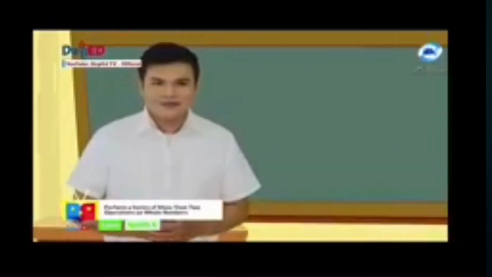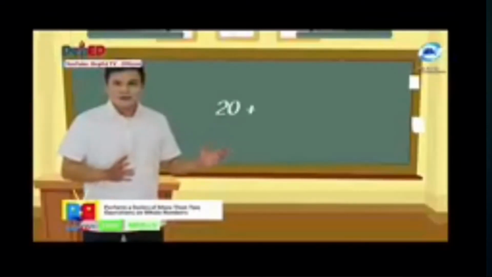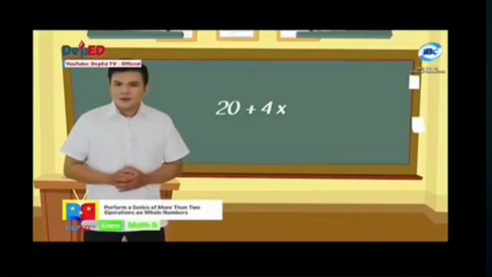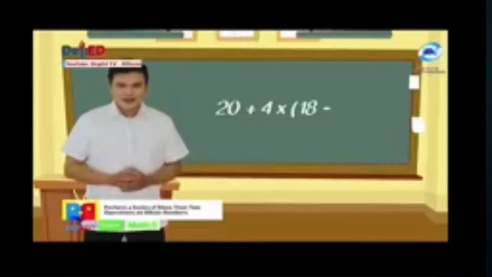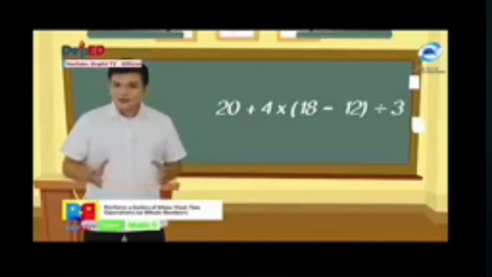Math heroes, I think you are now ready to solve for more. Here's an example. 20 plus 4 times, open parenthesis, 18 minus 12, close parenthesis, divided by 3. First, perform the operation inside the grouping symbol or parenthesis.